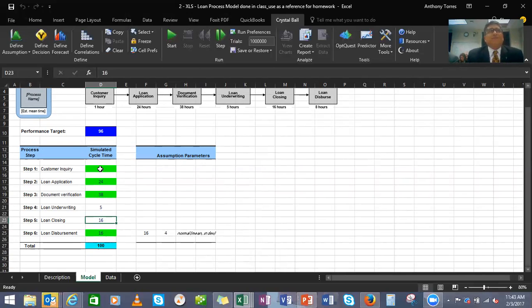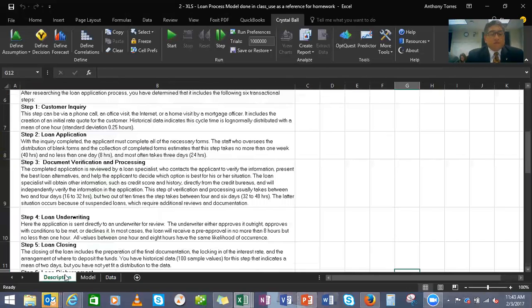Oh, he's just going to run it. So he's just going to run a tornado chart afterward. So what's the loan underwriting? All right, sorry, fast forward.